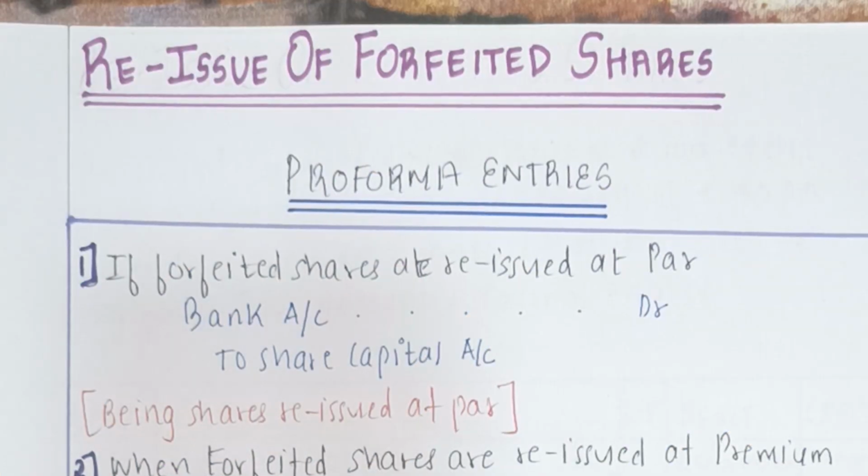So in today's session we'll study about the reissue of forfeited shares. In my previous video I discussed forfeiture of shares, wherein I explained how we are supposed to record the entries in case of forfeiture. So this is the last step, that is reissue of forfeited shares. Let's learn what we mean by reissue of forfeited shares and how you are supposed to record them.